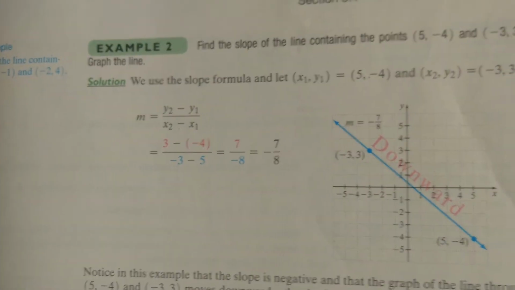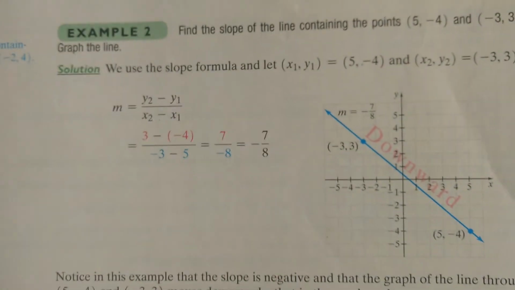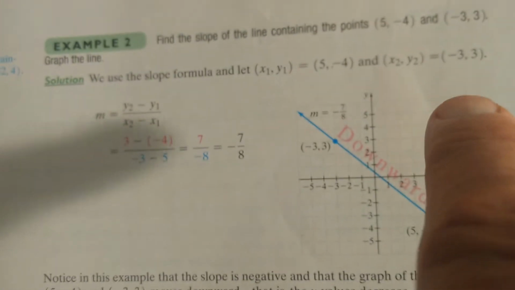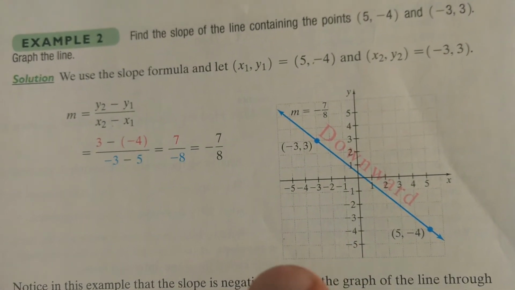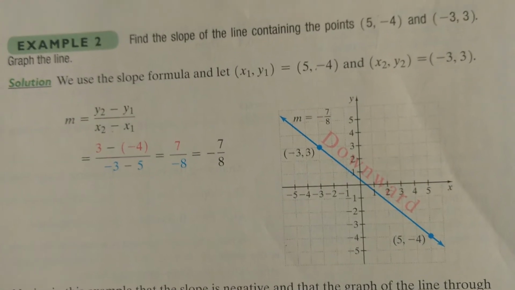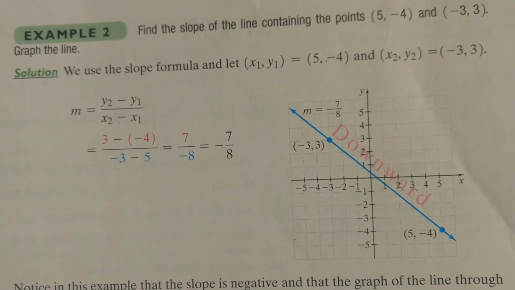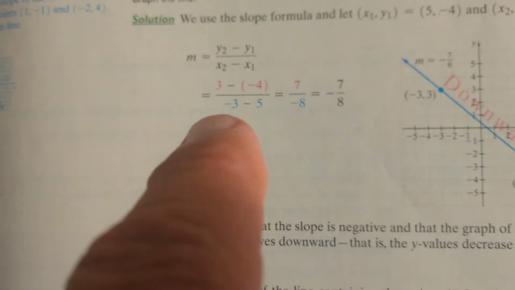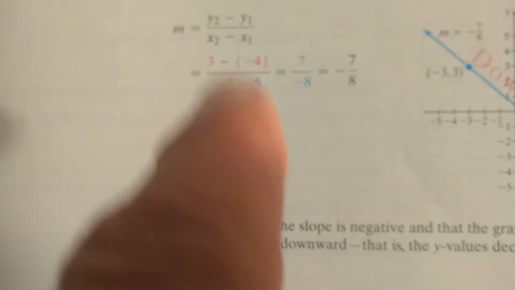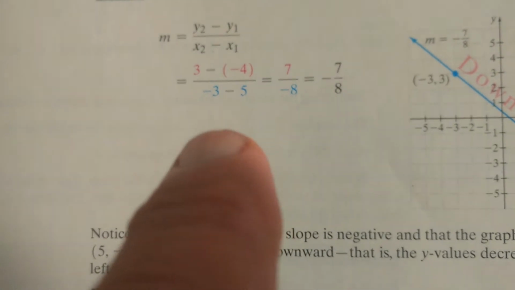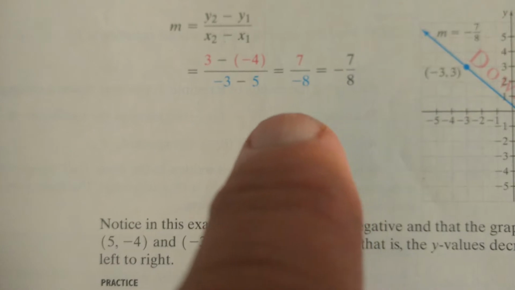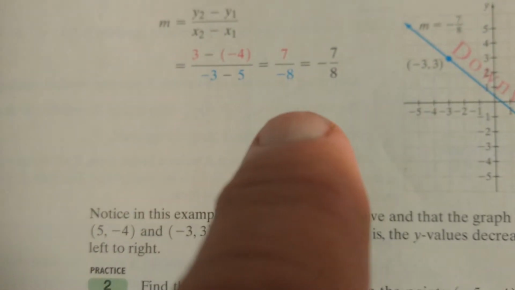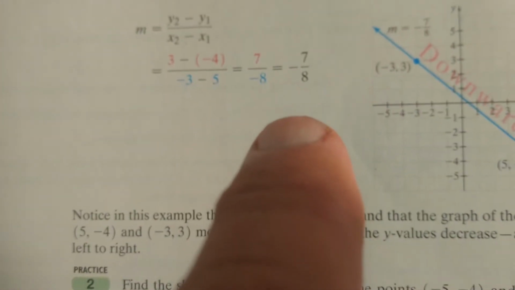Some examples. Here's example 2 in the book of calculating the slope. You have the points (5, -4) and (-3, 3). Notice they label (5, -4) as x1, y1, and (-3, 3) as x2, y2, so that they put the numbers in the right position. Notice also that in the formula you have a minus sign. Whenever you're subtracting a negative number, it becomes a double negative, so you add. So this becomes 3 plus 4, which is 7. Negative 3 minus 5 is negative 8, so this becomes negative 7/8.